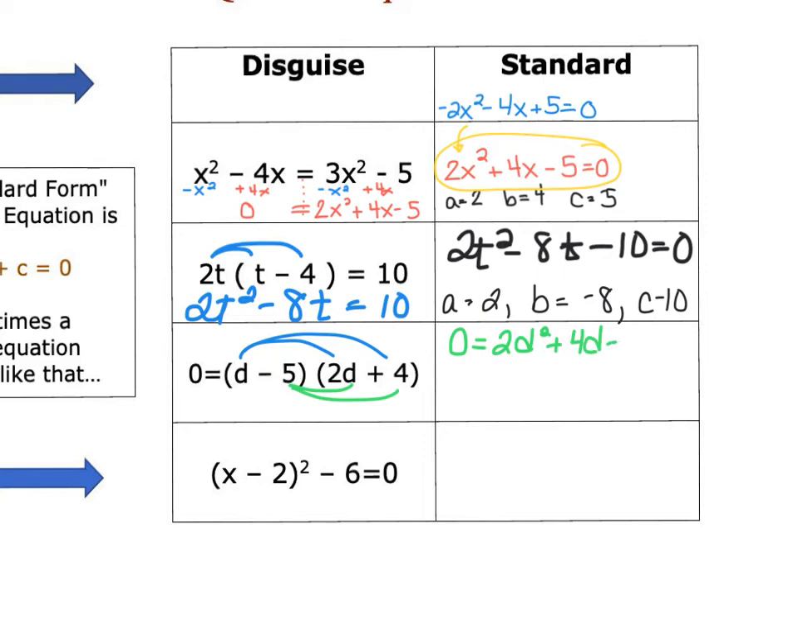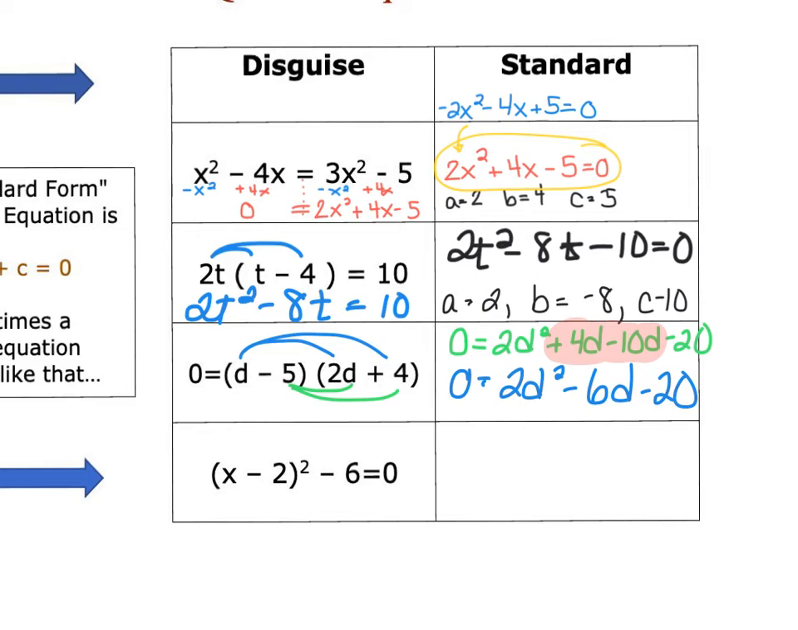So that's minus 10d minus 20. And I've got some like terms here in the middle that I need to combine to get a final answer of 0 equals 2d squared minus 6d minus 20. So a is 2, b is negative 6, and c is negative 20.